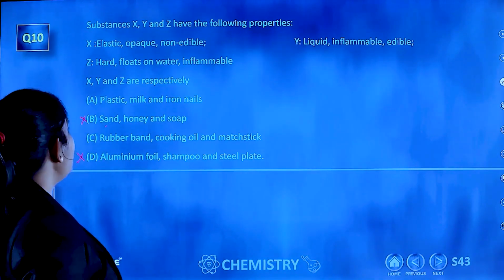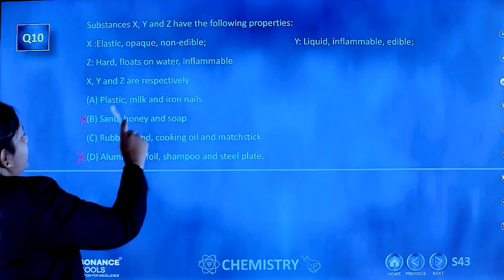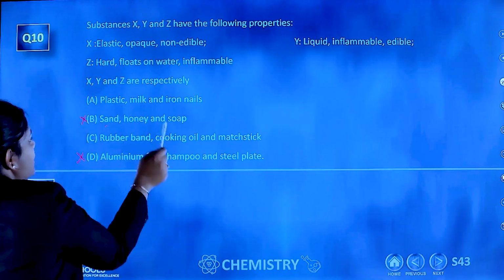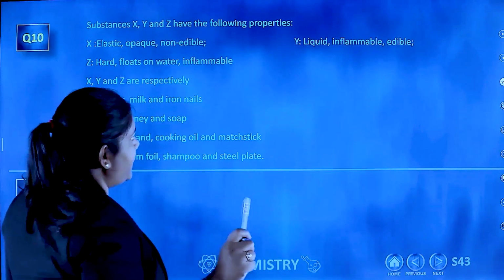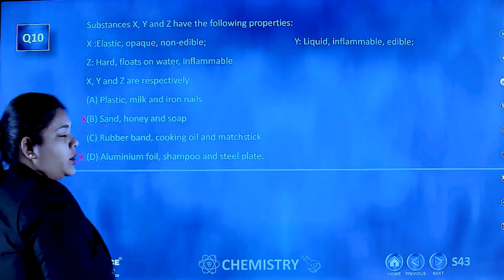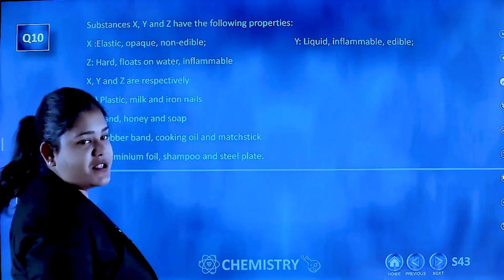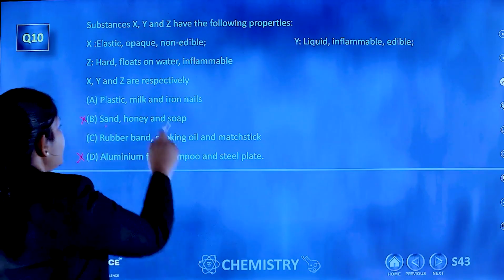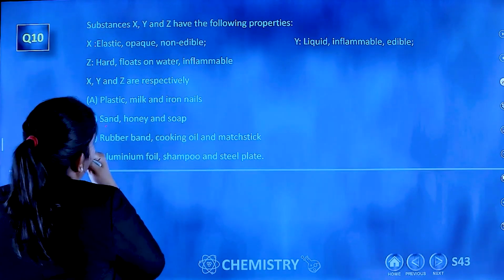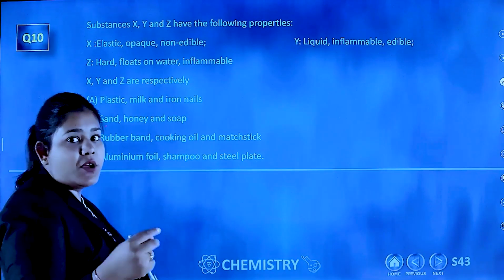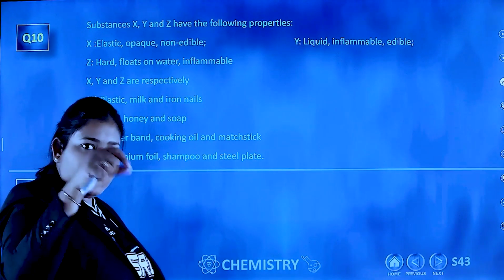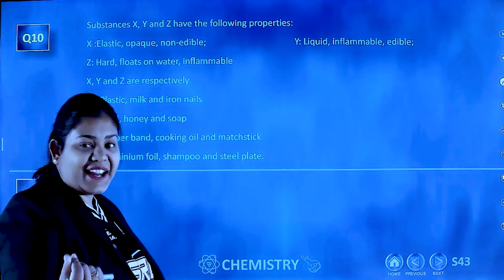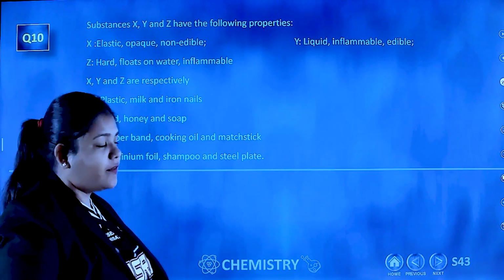Why? Y is liquid, inflammable and edible. So if I say milk and cooking oil, both are liquid. Milk is not inflammable, but cooking oil is inflammable. If I talk about edible, milk we eat and cooking oil we also eat. So I think option C is the more correct answer, but let's see. For Z, hard: iron nails and matchsticks are both hard. Floats: the iron nail cannot float on water, if you put the iron nail inside the water, it will sink. But a matchstick is very light in weight, it will float on water. A matchstick will always float on water.